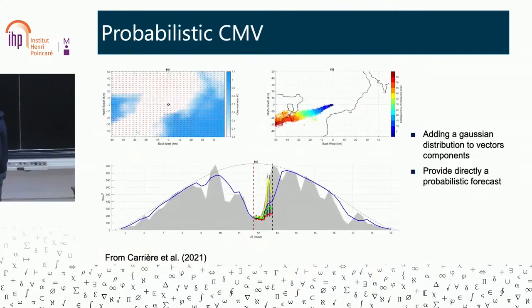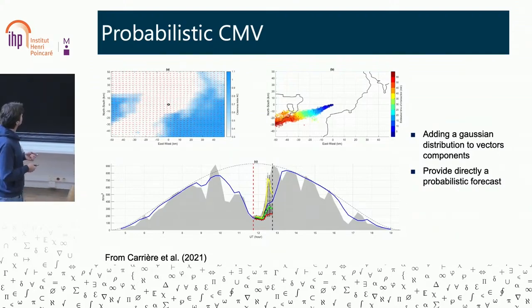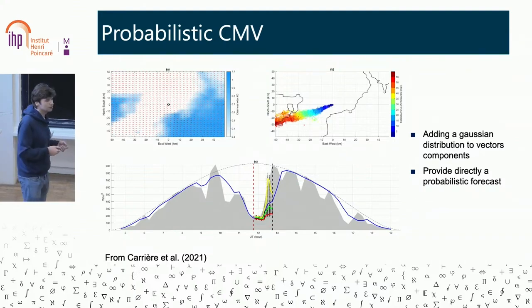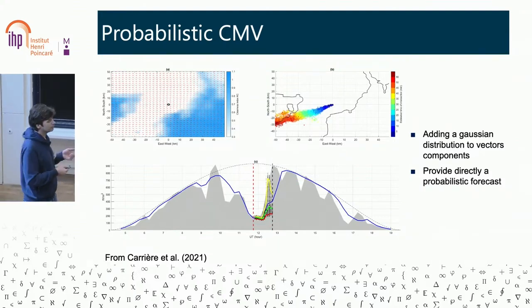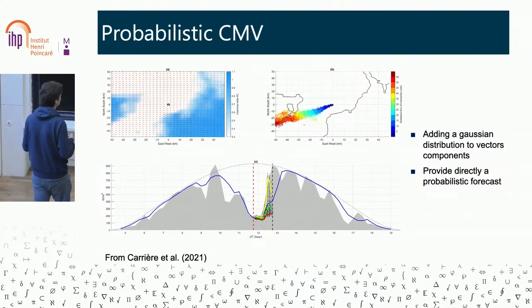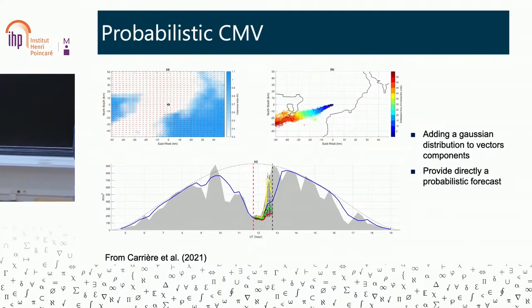Another approach is the probabilistic CMV, which has been developed at Mines Paris. The idea is to attribute a Gaussian curve to every cloud motion vector, and then to deduce not the future, but different futures. So we can have the same method, but instead of deterministic results, we can have probabilistic results, just by assuming that a cloud motion has a Gaussian behavior. And then it gives probabilistic forecasts, which can be more useful for some applications, such as trading.